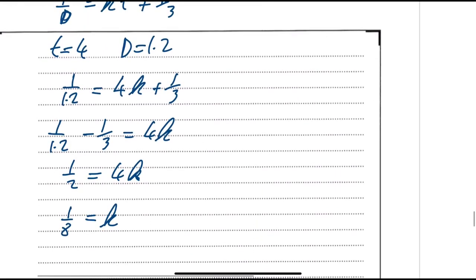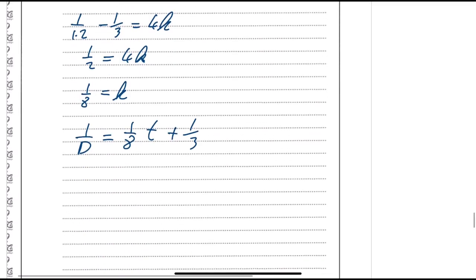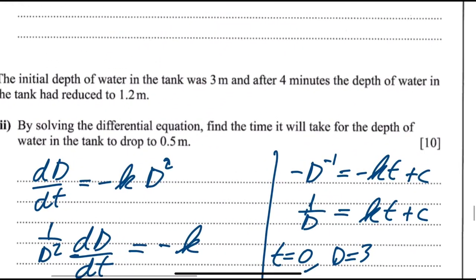As I said, good mathematician, you'll rewrite your equation. So the equation now becomes 1 over D is equal to 1 over 8 times t, and then plus 1/3. Okay, right, you could work with this. I just didn't like to because I thought it was a mess.